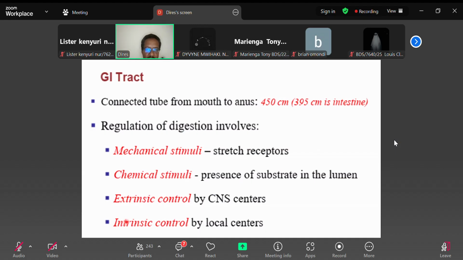Okay, and maybe if you remember your physiology class, homeostasis. What are the components of homeostasis?